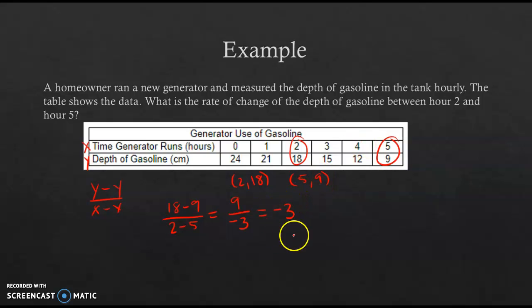Okay, so what is the rate of change of the depth of gasoline? It's negative 3 centimeters per hour. So what that means is the depth of gas goes down 3 centimeters every hour. That's what that rate of change represents. And again, I'm finding slope. We're just calling it rate of change because it's how fast something is changing over time.